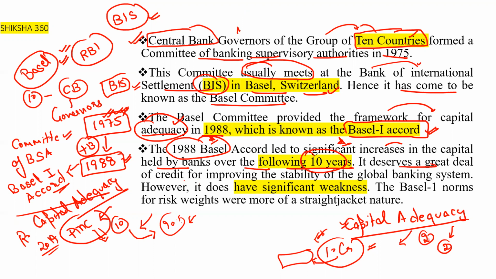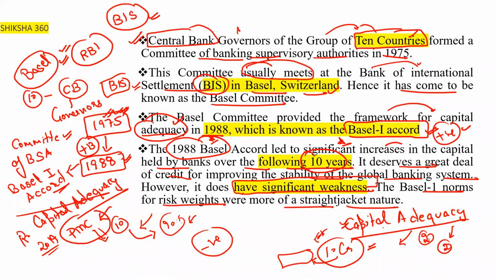It deserves a great deal of credit for improving the stability of the global banking system. If the bank has sufficient capital, this helps the stability of the global banking system. However, if there are some positive effects, there are also some negative effects. It does have significant weaknesses. The Basel I norms for risk weights were of a straitjacket nature. Basically it has some weaknesses regarding the risk weight, which we will discuss.